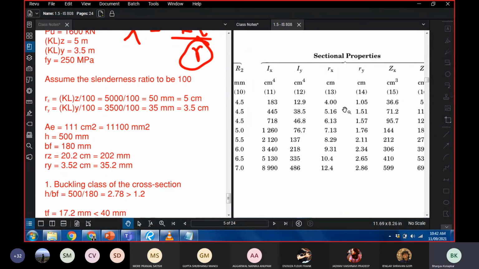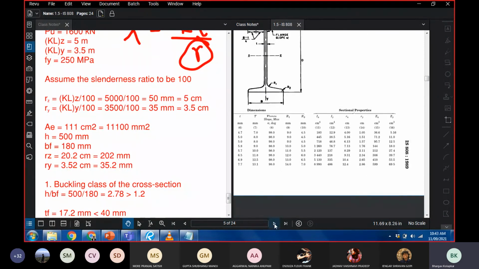So let us look at these values. 4, 5 point. So in terms of Rz, we can use this section since this value is greater than 5. But this is not. Therefore, we cannot use this section. Now, if we see in this group, there's no section that has a value of Ry greater than 3.5. So let us go to next page.